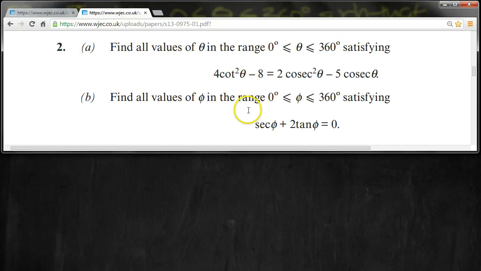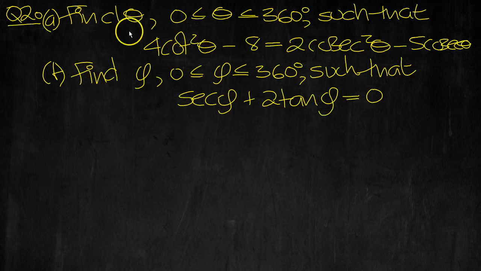Okay, here's the question then. Trig identities and equations question. So let's have a look at this then. Part A. We're going to solve this equation. It's got cosec and cosec squared, so we'll use the cot squared identity.